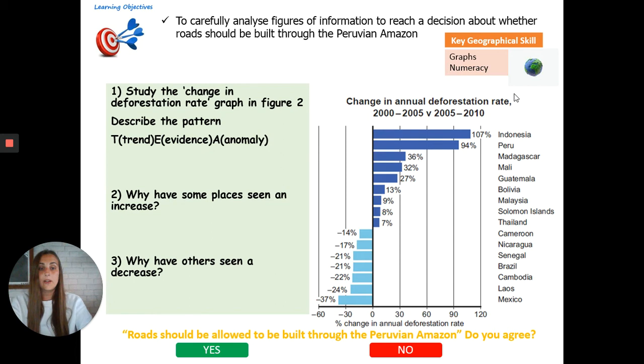Okay, and that should help you to be thinking, right, Peru's up there at 94%. So they've had a 94% increase in yearly deforestation rates. So that's something to bear in mind when we're thinking about, well, should we allow further deforestation to make way for road networks? Okay, moving on.